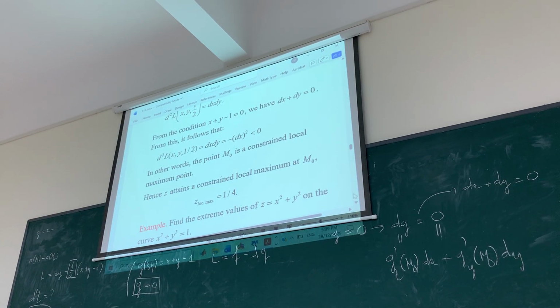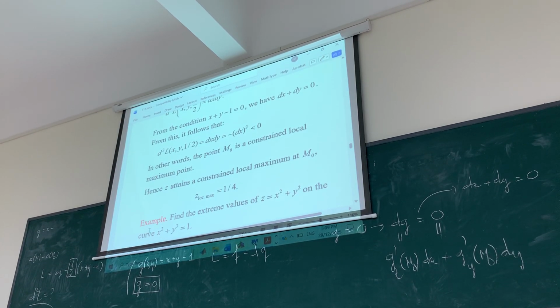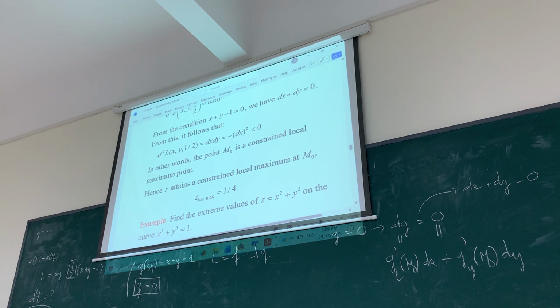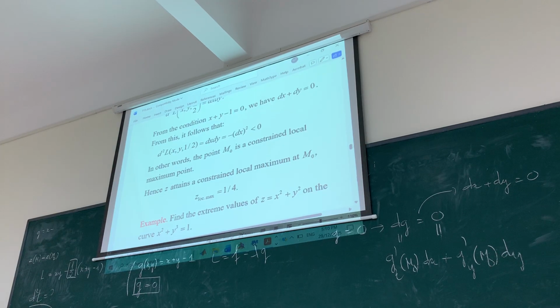Okay, now continue. We want to find the extreme value of this function: z is equal to x squared plus y squared on the curve.